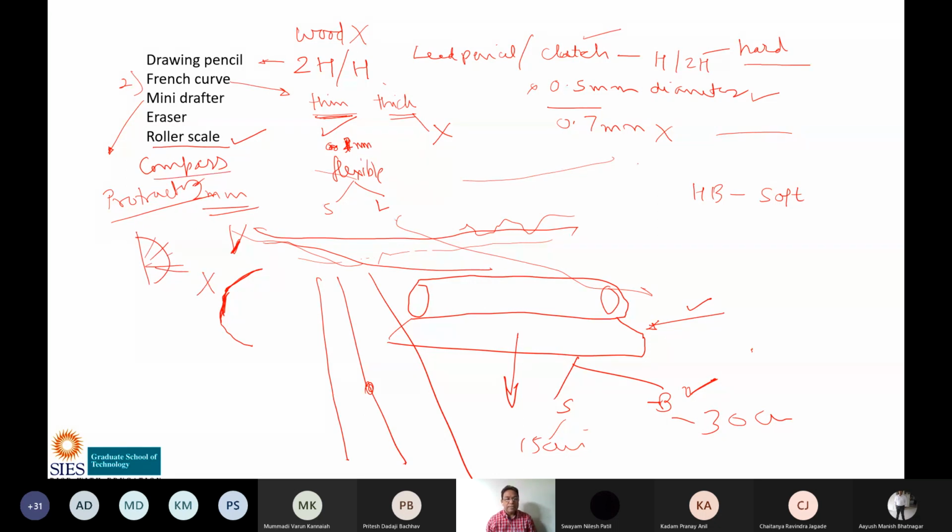Eraser. No, when you purchase a compass, one is available where you can fix the pencil here. This is a wood pencil. And there is another compass where you can put the lead here. Lead pencil, that is a clutch pencil. So I will suggest you purchase this. Don't purchase the other one, because when you draw a circle, the circle will not match like this when you are using a wood compass. So I am suggesting a compass which has a lead pencil here. That is available if you go to the shop.